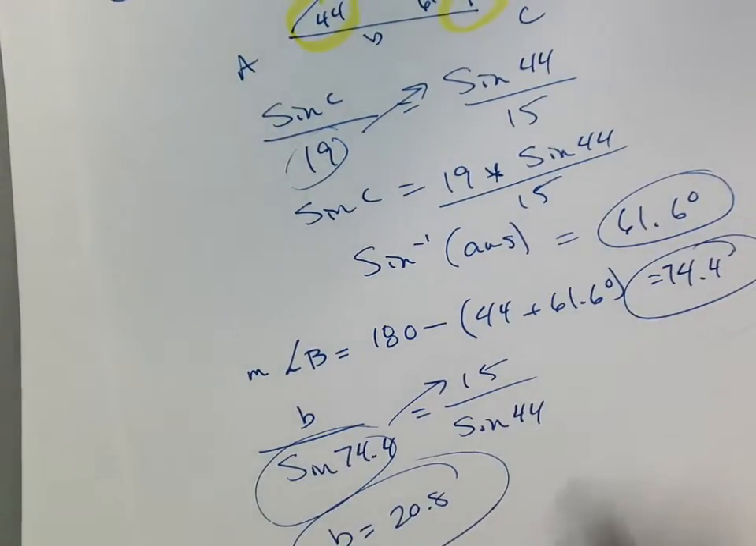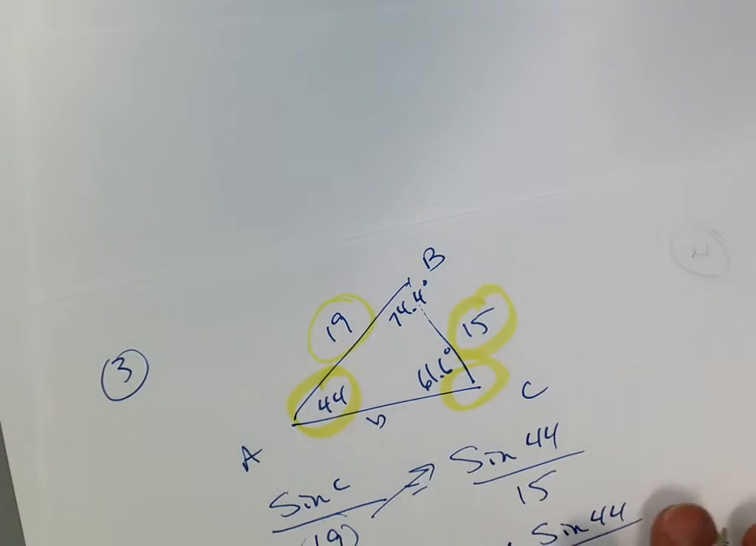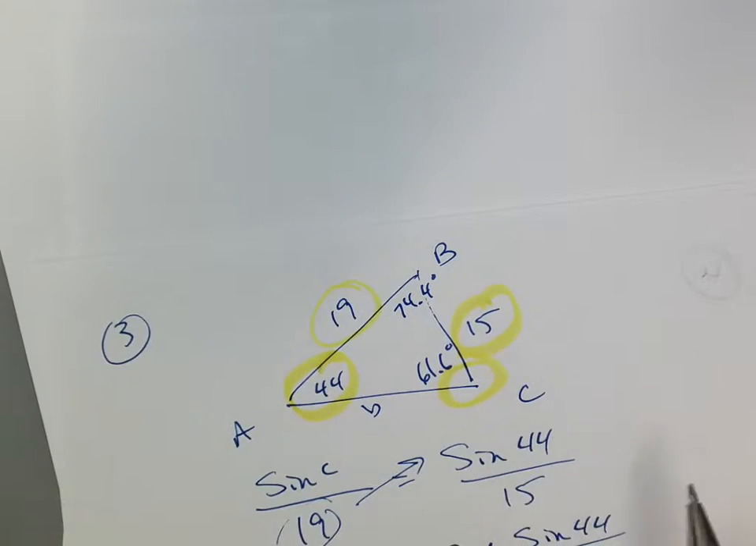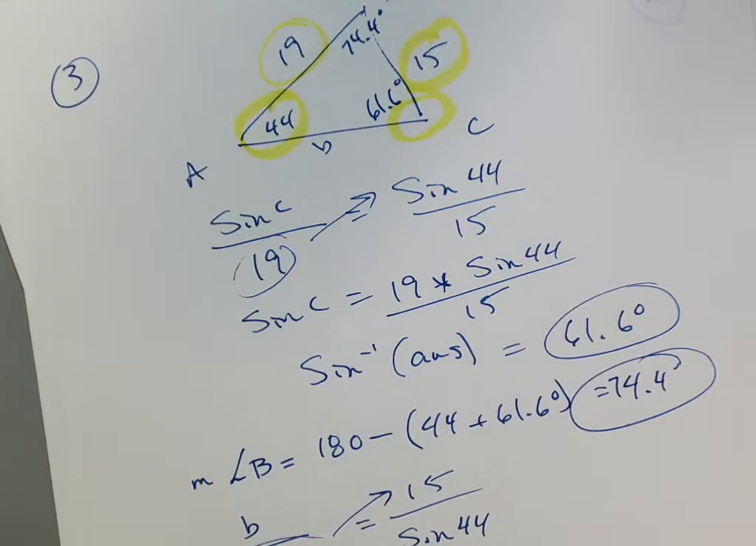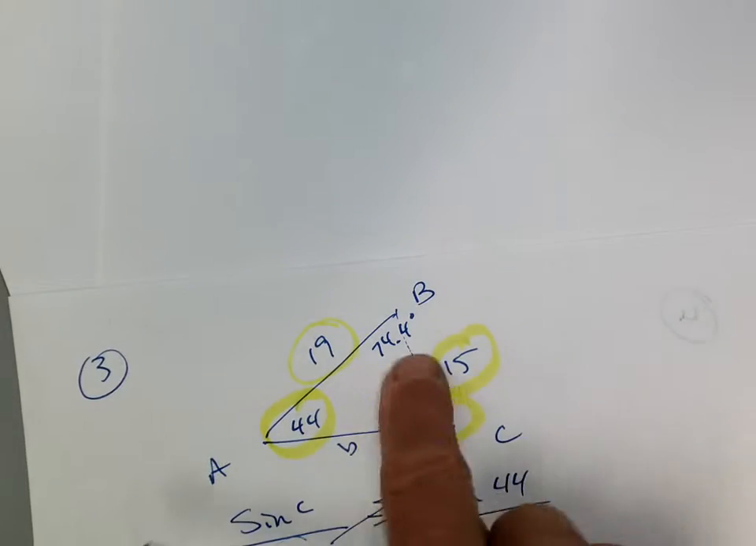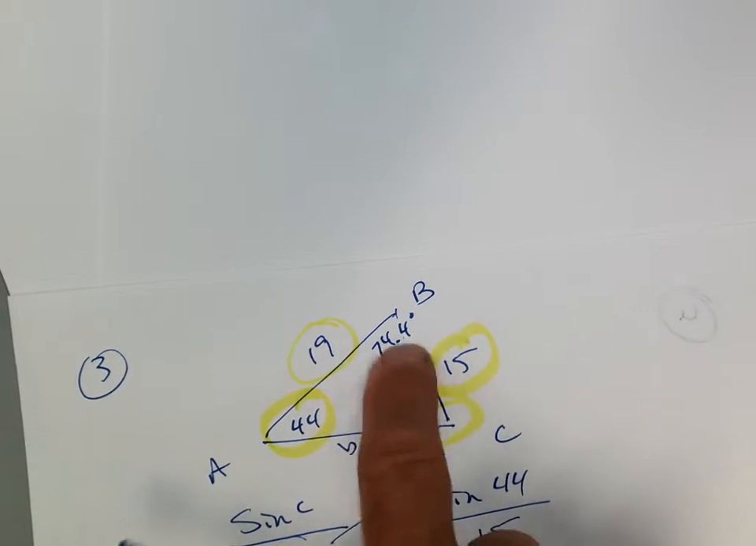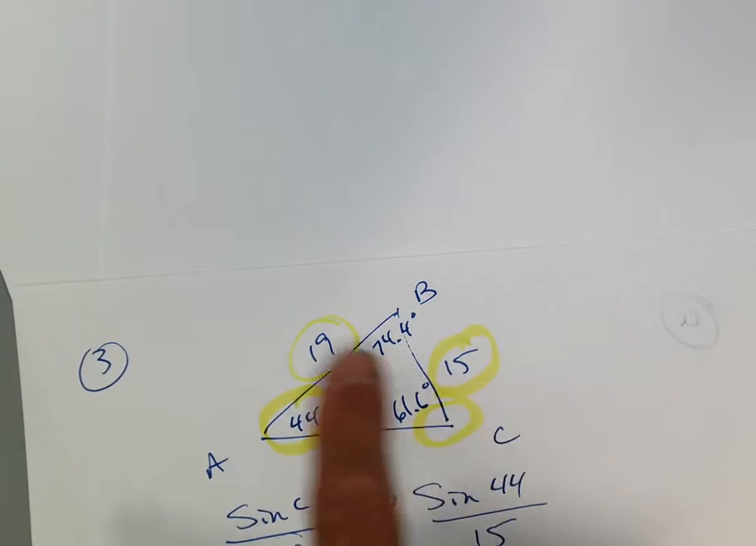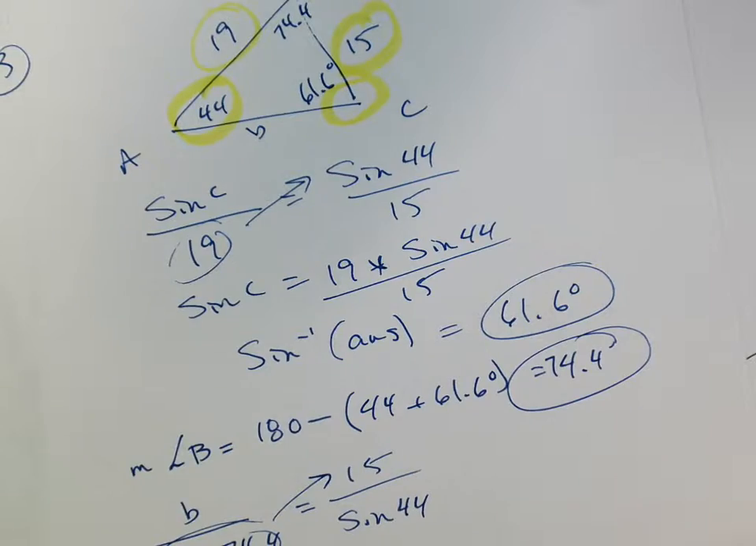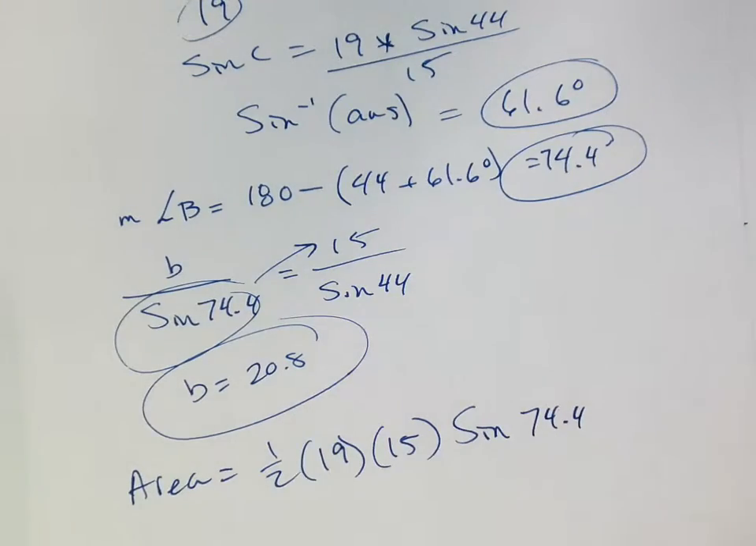So to get the area of this thing, I'm just going to go 1/2. I may as well use the 19 and the 15, right? So 1/2 times 19 times my 15 times my sine of the angle, and the angle in between, the included angle, is 74.4. It's the angle in between. Does that make sense? Use this formula. It's got to be the angle in between the two sides you use, 74.4. I'm just going to use my calculator.